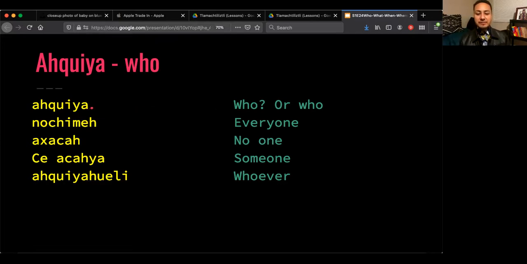With ahquiya, you'll notice that Huasteca tends to add a lot of yas to words that other varieties don't add. So in other varieties, instead of ahquiya, they just say ahkin, with an N here and not a Y. So ahquiya is the Huasteca way to say it, but other varieties might say akin or ahkin. Akin kichiwa, who does it? So that's a slight variety, but if you see ahquiya, it's usually coming from Huasteca.